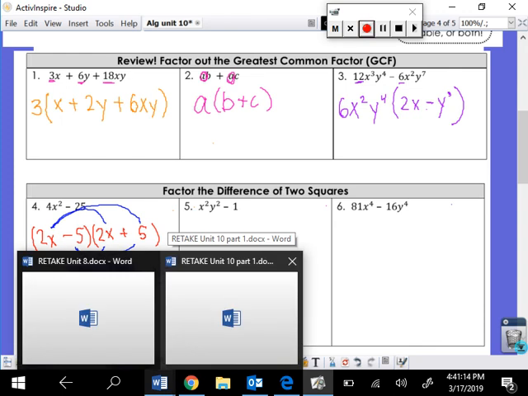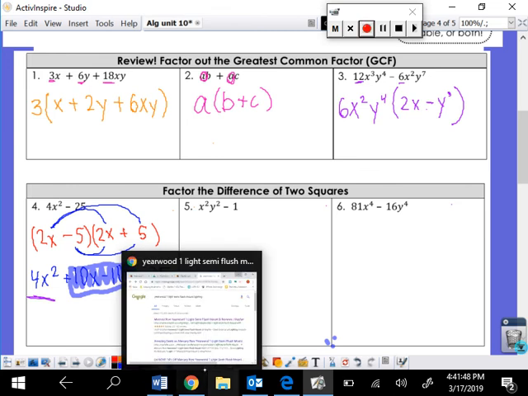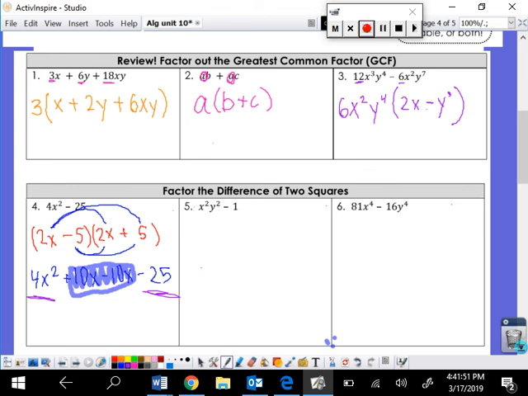So then we are just left with the 4x squared minus 25. And that is what we started out with. So whenever you have your perfect squares, you're subtracting and your exponents are even, all you have to do is take the square root of your 2 coefficients and then put a plus 1 and a minus 1 of them, and that's your answer.